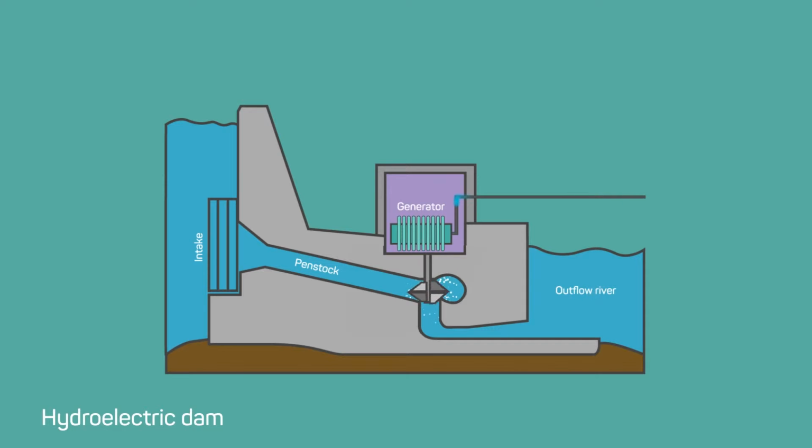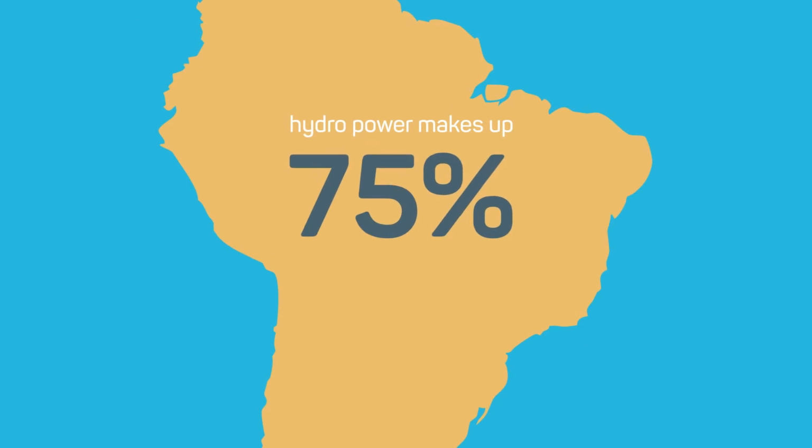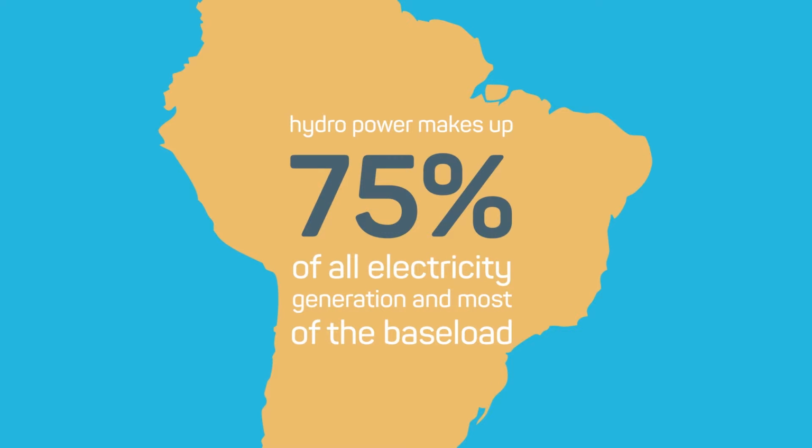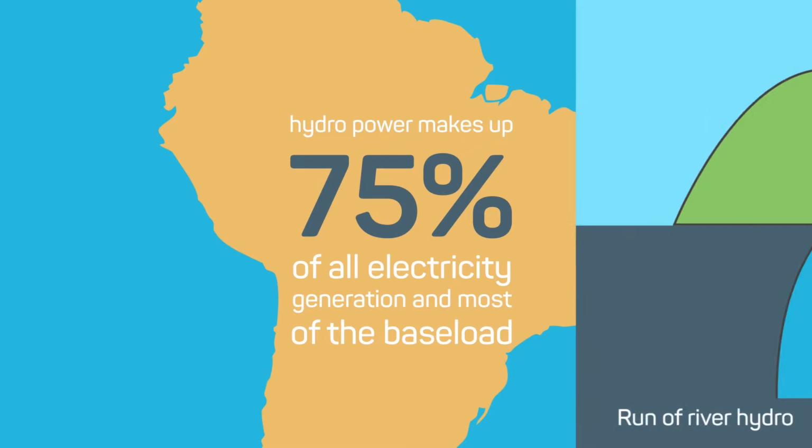Hydropower plants come in a variety of forms. Dammed hydro plants rely on using water stored at a height in reservoirs and lakes to drive turbines as the water falls to lower levels. Pumped storage hydro uses water that is pumped up to a height during times of relatively high electricity supply availability compared to demand, and then released for electricity generation when required. Both dammed and pumped hydro can be used relatively flexibly and predictably. In Brazil, for example, hydropower makes up 75% of all electricity generation and most of the baseload.